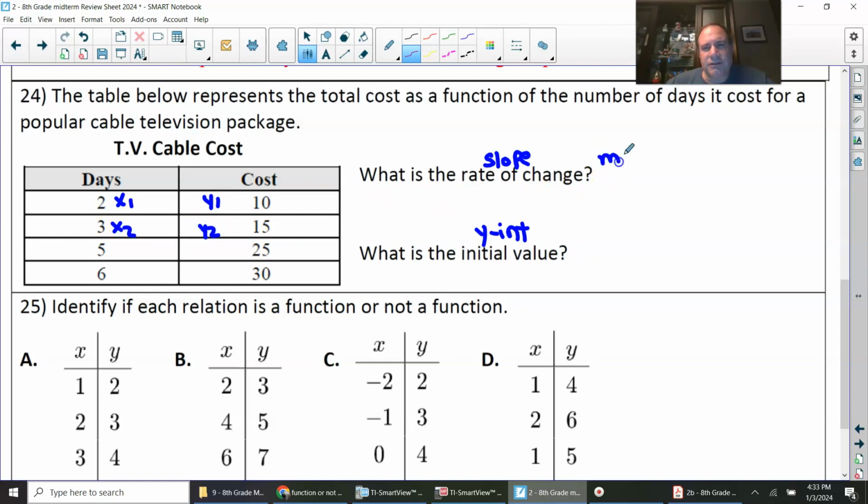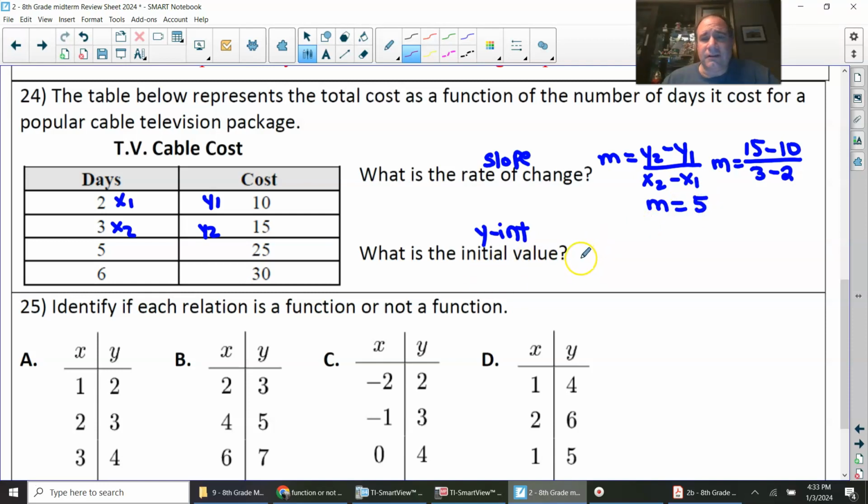The rate of change is always y2 minus y1 over x2 minus x1. y2 is 15 minus 10, and 3 minus 2 is right here. So m equals 5 over 1, which is 5.